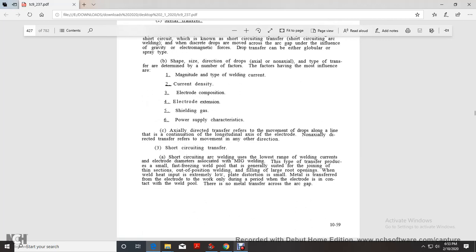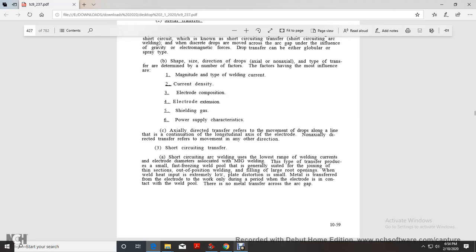Short circuit transfer, or short circuit arc welding, usually uses the lower range of welding currents and electrode diameters associated with MIG. This type of transfer produces a small, fast-freezing weld pool that is generally suited for joining thin sections, out of position welding, and filling large root openings. It also has low welding heat input with extremely low plate distortion.